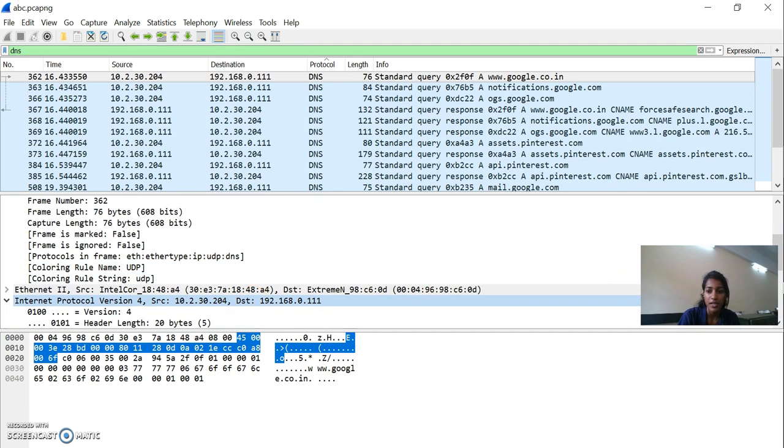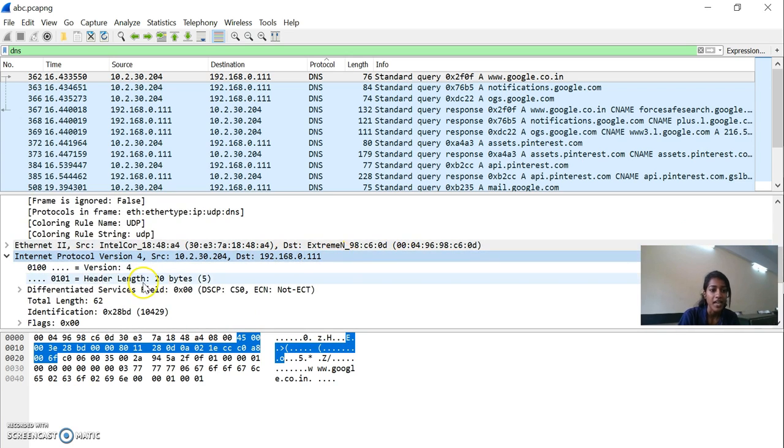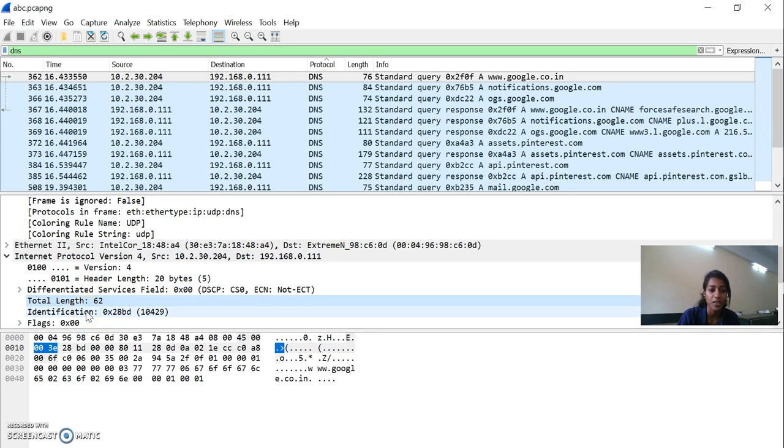Click here in the Internet Protocol version. So they are asking for the header length, which is 20 bytes, and the total length is 62 bytes, and the identification is 0x28BD.